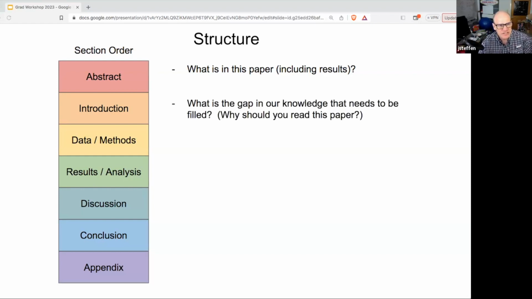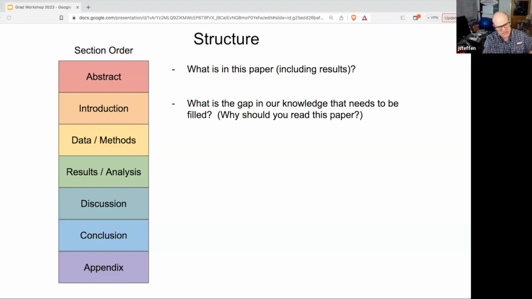The introduction is important because it outlines what the gap in the current knowledge is that needs to be filled. In other words, it tells the reader why they should bother reading the paper, but also why you were justified in doing the study that you did. So you're outlining, here is all of the knowledge, and you're focusing on, here is the hole in that knowledge that this study is going to fill.